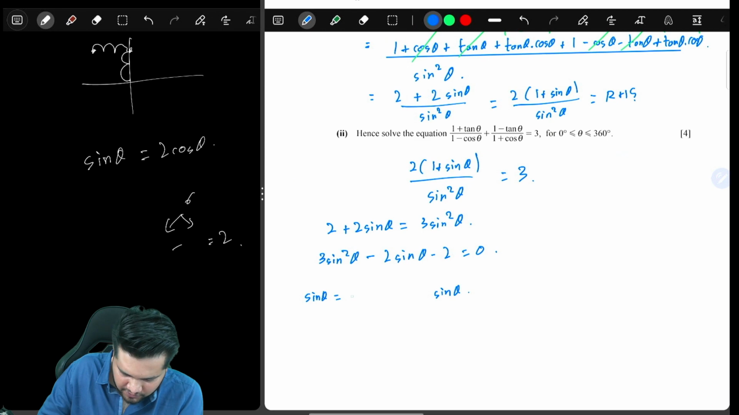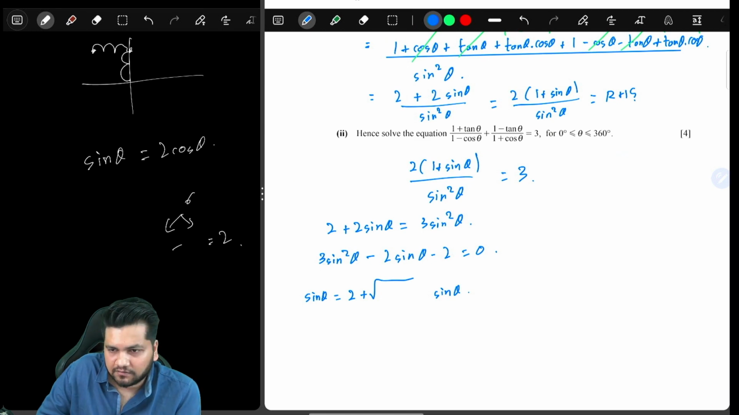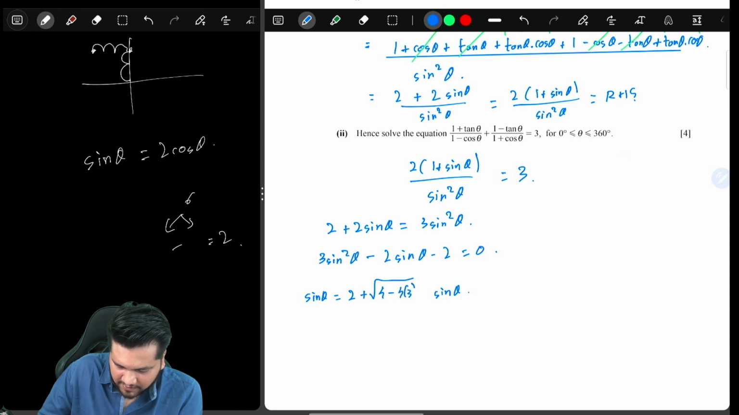So here minus b, so 2 plus under root b square minus 4ac. So 4 minus 4ac, so 6, 12, 24. One second, what am I doing? Okay, let's not use shortcut. So 4 minus 4 times 3 times minus 2. So yeah, 28.